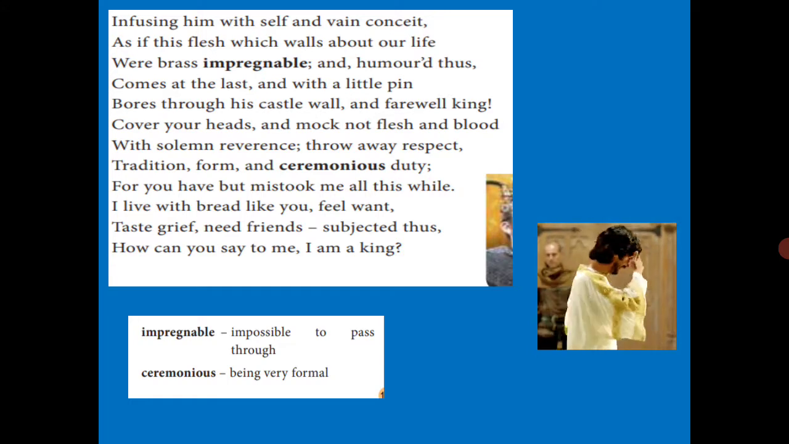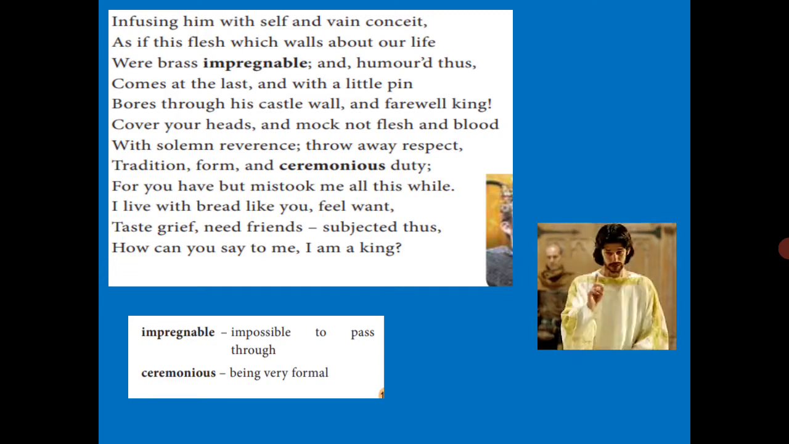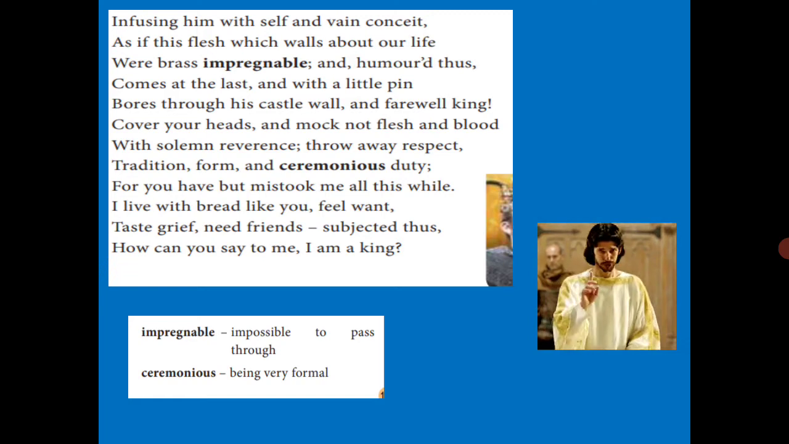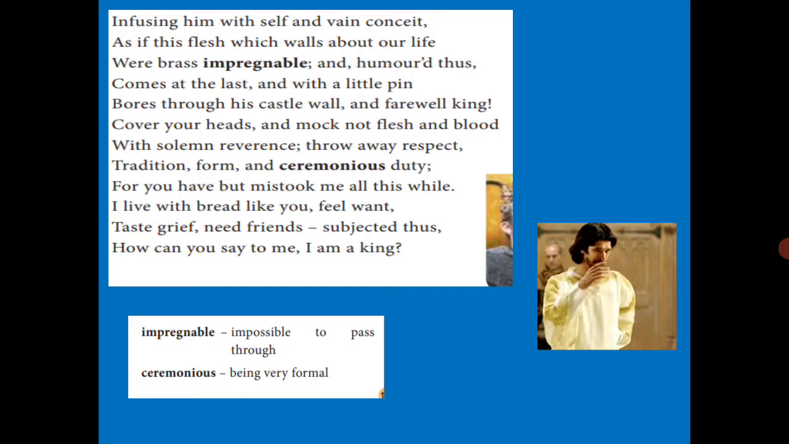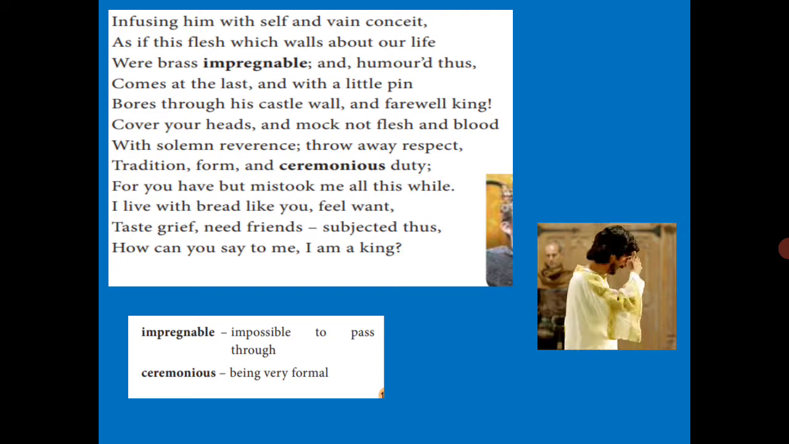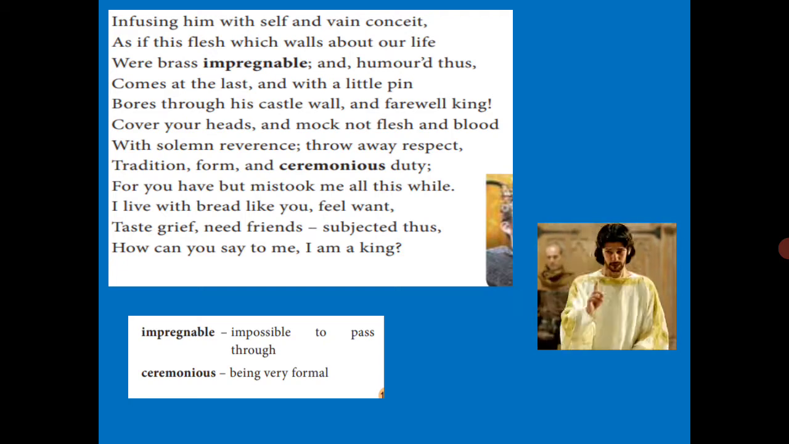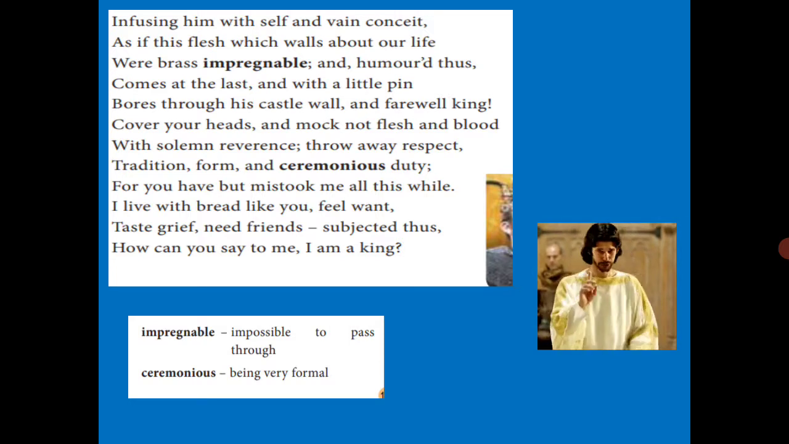Here he says, there is a vain conceit. Vain conceit: a false belief, as if this flesh that covers our body appears like walls about our life, brass impregnable, impossible to pass through. People are thinking, or the kings are thinking, that they are very safe because they are covered by a wall which is our flesh. But death sits and humors thus. Death comes at last with a little pin.